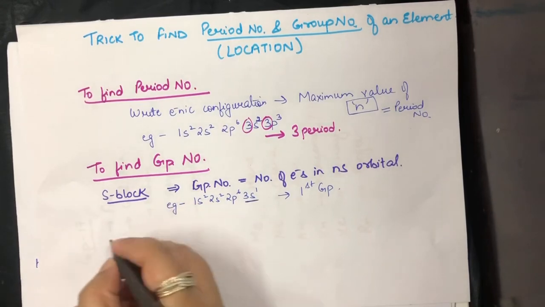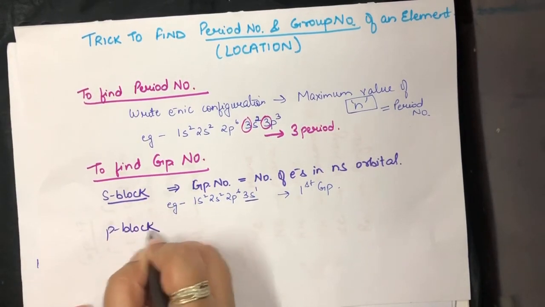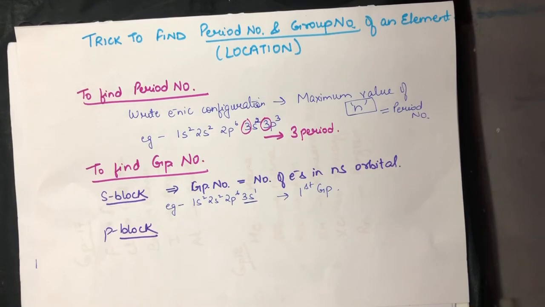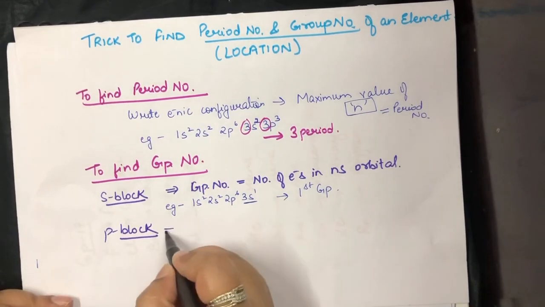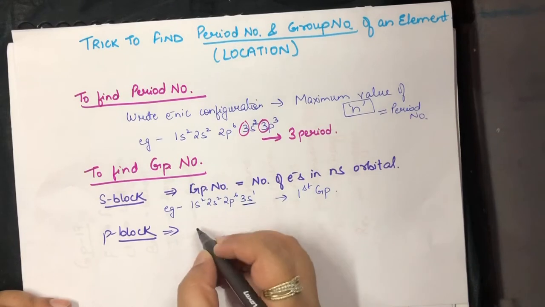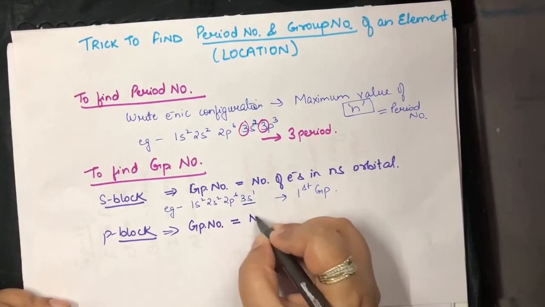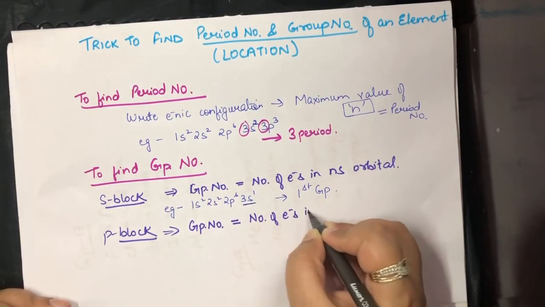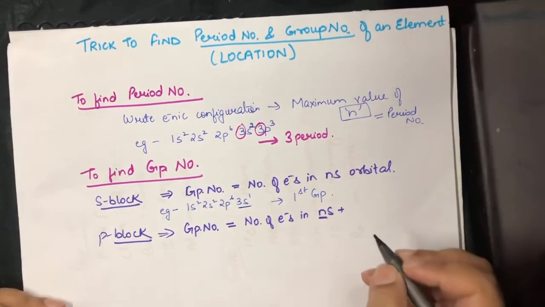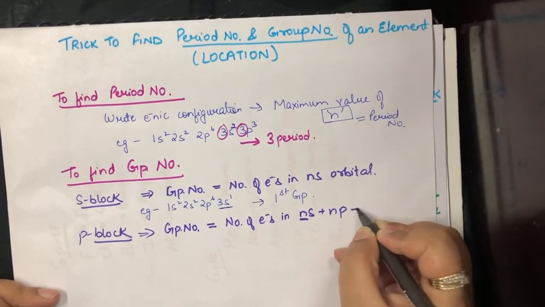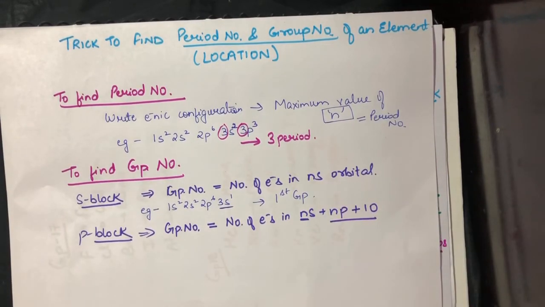Now if I talk about P block, how will you check if your element is from P block? You will check the configuration, and if the last electron is entering the P subshell, then you will confirm that it is your P block. So for P block, the group number formula is the number of electrons in ns, where ns means the highest principal quantum number, plus np plus 10. Why 10? If you remember, there was a gap of 10 groups between your S block and P block. There was a D block between there.